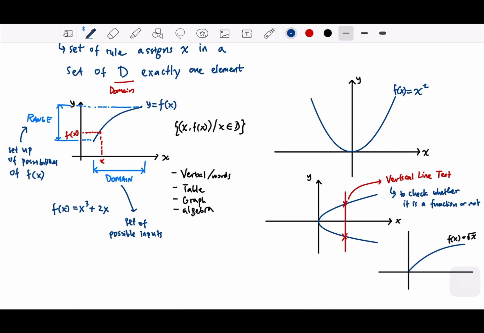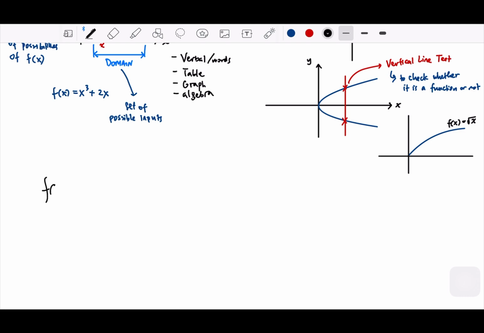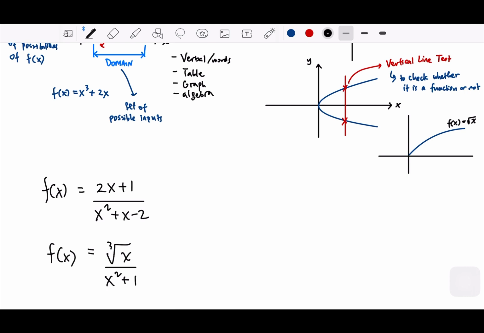Okay, domain, range, function. Okay, maybe I will go more into details on domain. So the first thing is how to tell what is the domain of some particular problems. Okay. Let me start by just writing the function first. Okay. The question is: determine domain of functions.